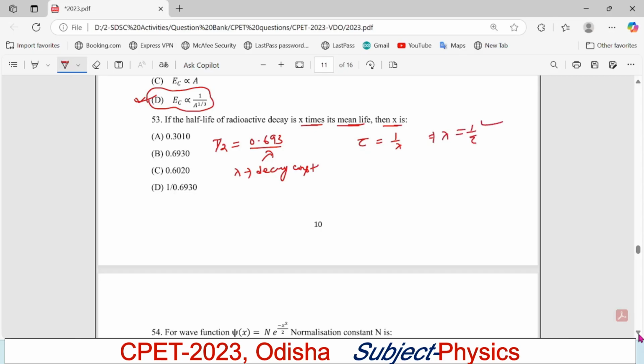Here, if the half-life of radioactive decay is x times its mean life, what equation can we write? T half is equal to x times the mean lifetime, is equal to 0.693 by, instead of lambda we can write 1 by tau. So that implies x tau is equal to tau into 0.693. Here tau got cancelled and we found x equal to 0.693. Simple question. Answer is your B. B option is your correct answer.